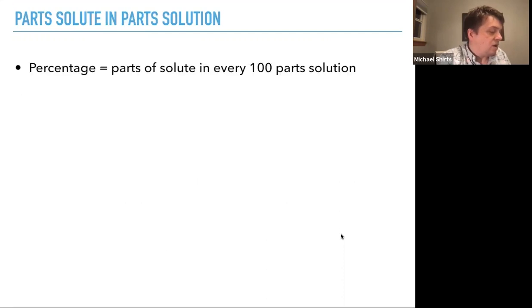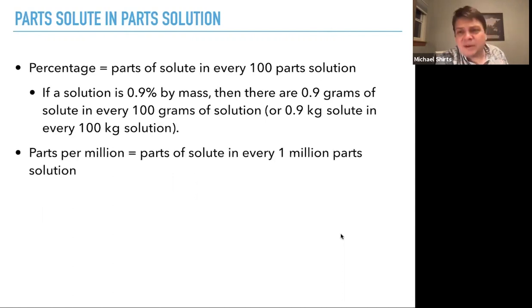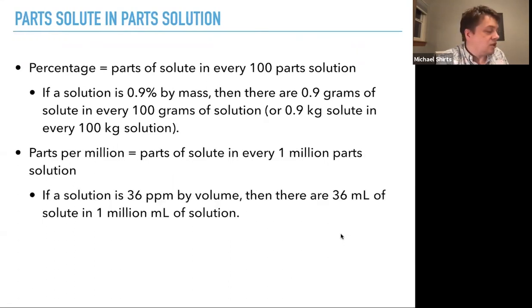And so a percentage would be a part of solute in every 100 parts solution, right? If a solution is 0.9% by mass, there are 0.9 grams of solute in every 100 grams of solution. More common for environmental reporting is parts per million: parts of solute per every 1 million parts solution.